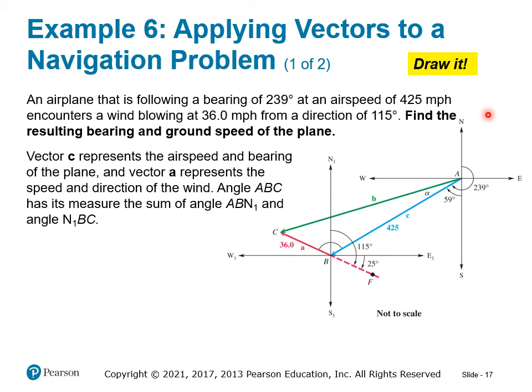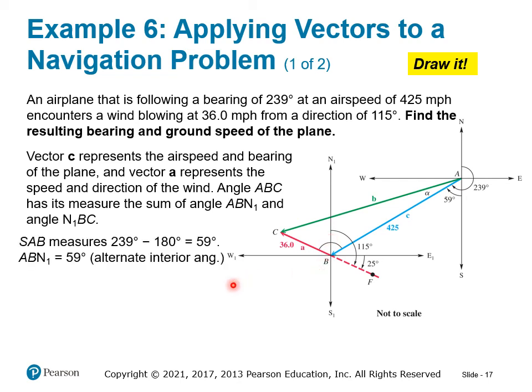Angle ABC has its measure the sum of angle ABN, this is that north angle, and N1BC. So it's this angle here. If you think of B as the angle for this triangle, then it's angle B. SAB measures 59 degrees. We can see that because it's 239 minus 180, north to south.